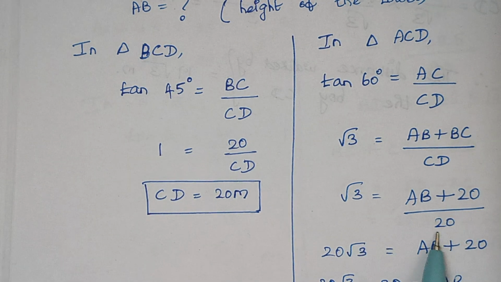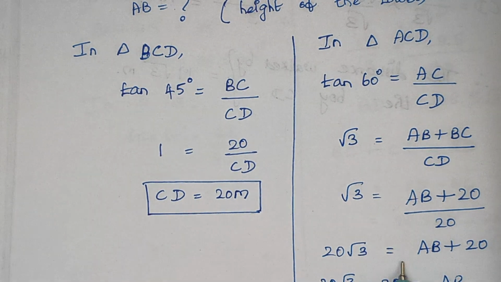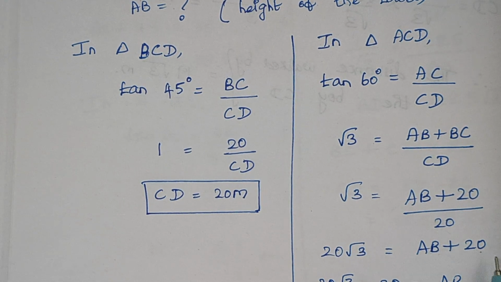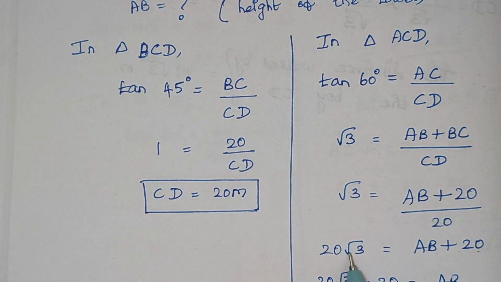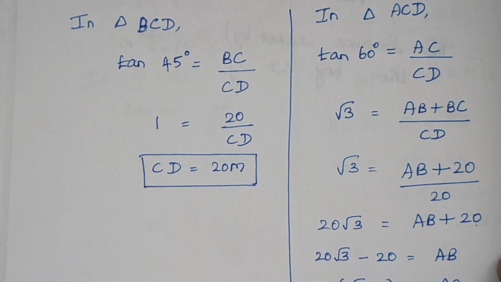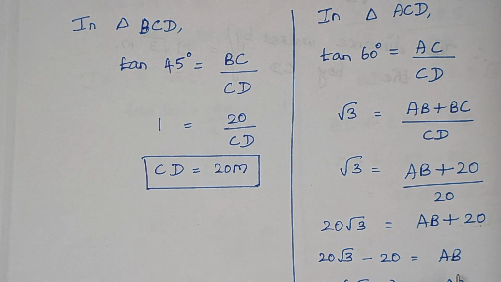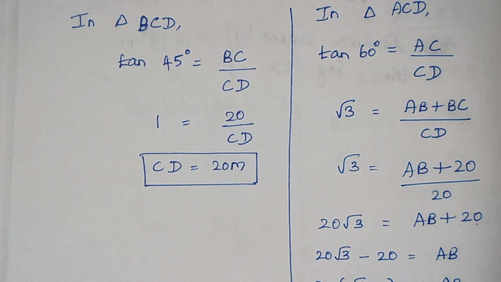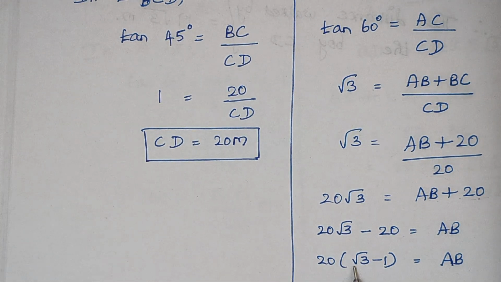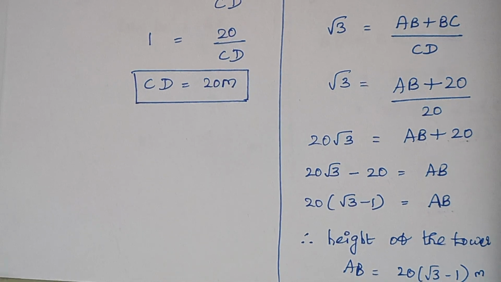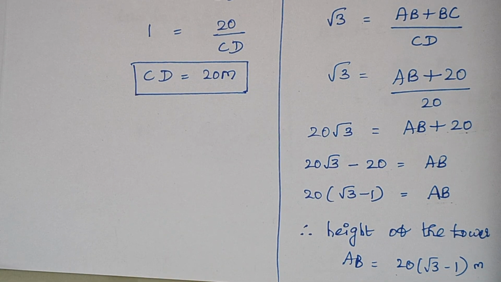So root 3 into 20 becomes 20 root 3, which is equal to AB plus 20. We need to find AB. Therefore, I am moving this 20 to the left hand side. So plus 20 will become minus 20. So 20 root 3 minus 20 is equal to AB. Again you see 20 is common, so I am taking 20 outside. So the remaining term will be root 3 minus 1. Therefore, the value of AB, that is the height of the tower, is 20 into root 3 minus 1 meters.